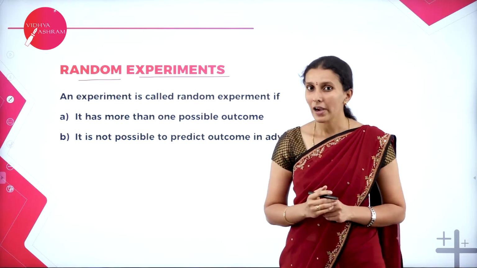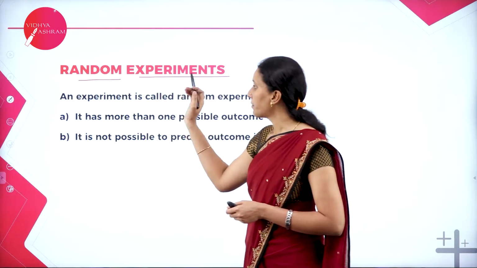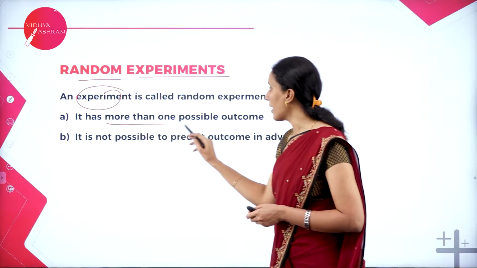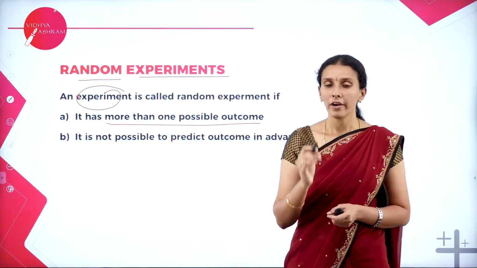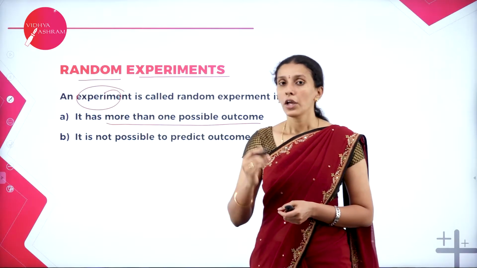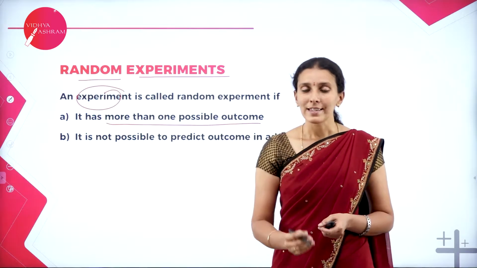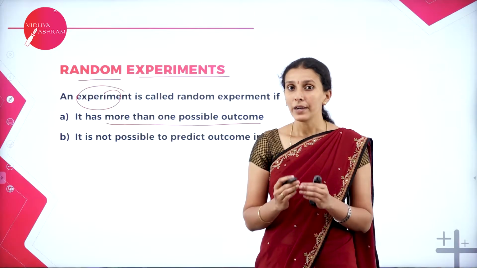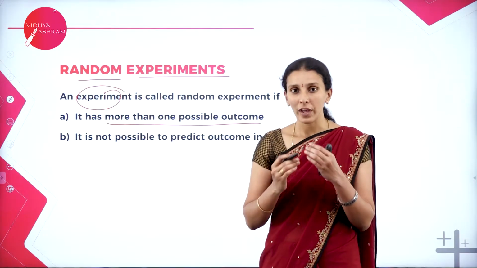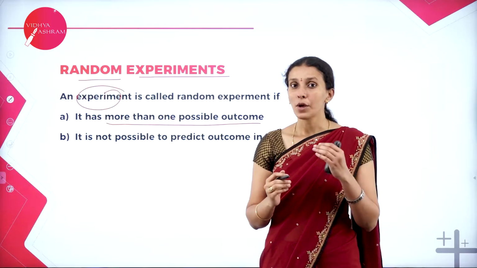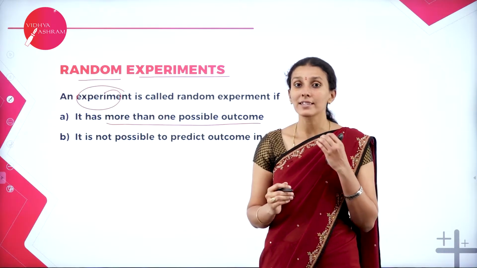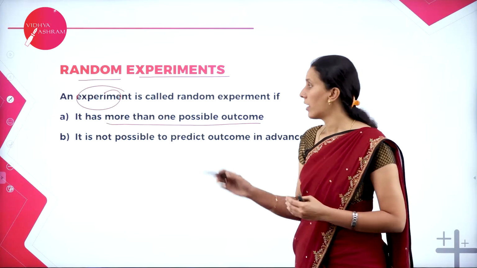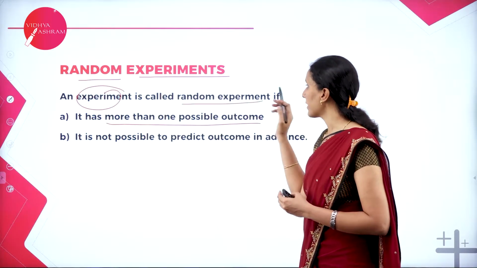Then what do you mean by a random experiment? A random experiment is an experiment which has more than one possible outcome. For example, tossing a coin. You cannot predict exactly whether you will get head or tail. You are predicting only the chances. So when an experiment has more than one outcome, it is called a random experiment.